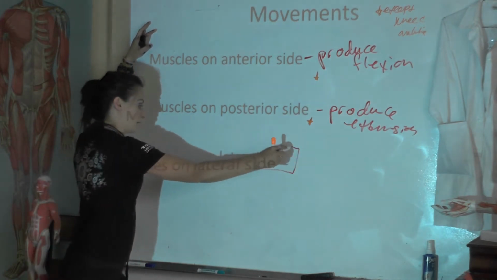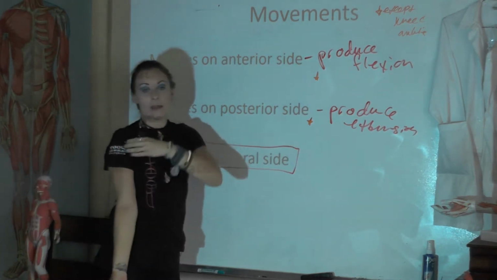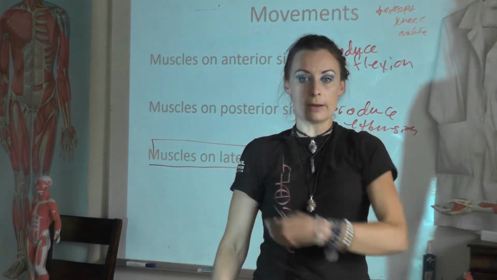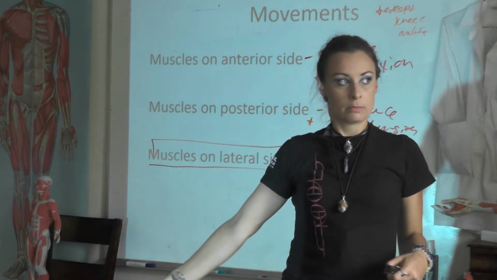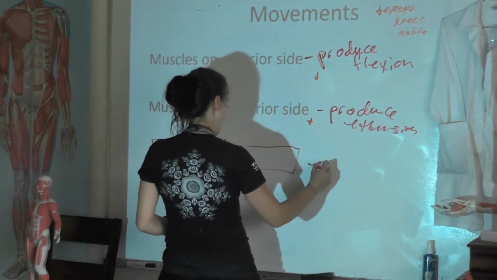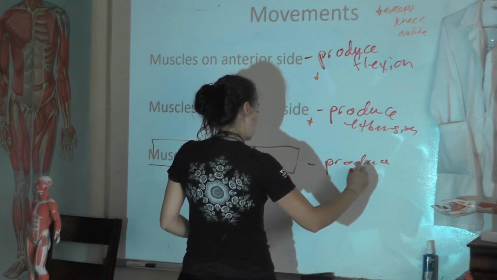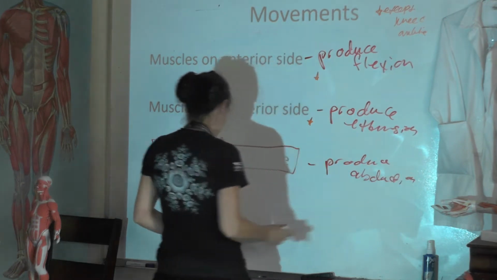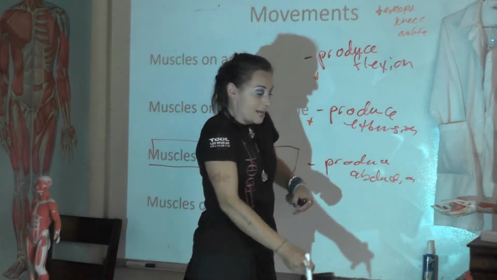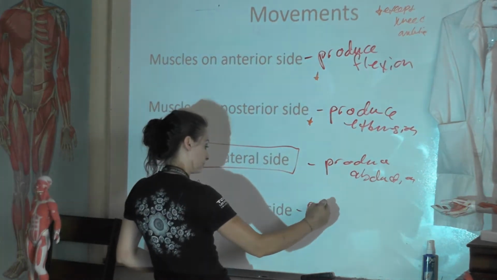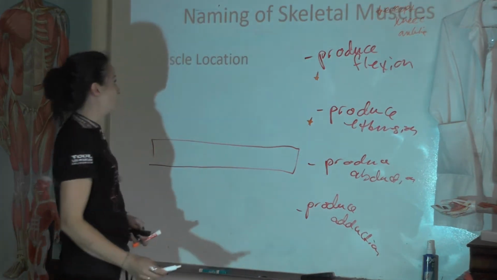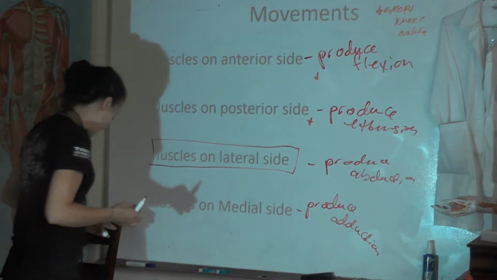Muscles on the lateral side of the body. Let's imagine this. If I'm a muscle here on the lateral side and I shorten and pull on a bone, what kind of movement do you think I'm gonna produce? Abduction, right? So muscles on the lateral side produce abduction. Well, then hopefully it's pretty obvious that muscles on the medial side produce adduction. Okay, cool. Those are movements.